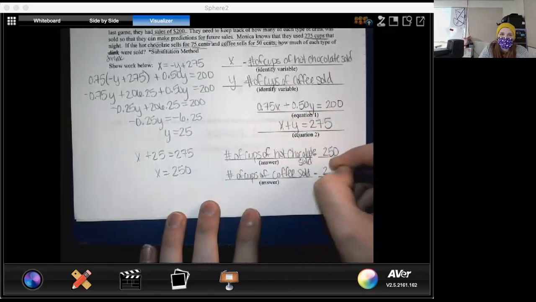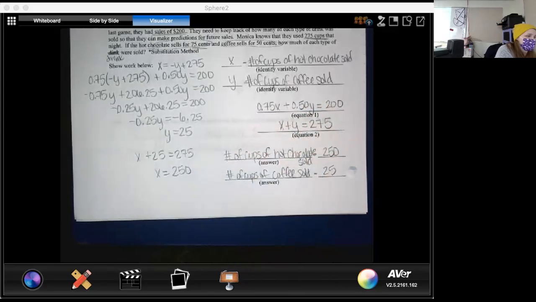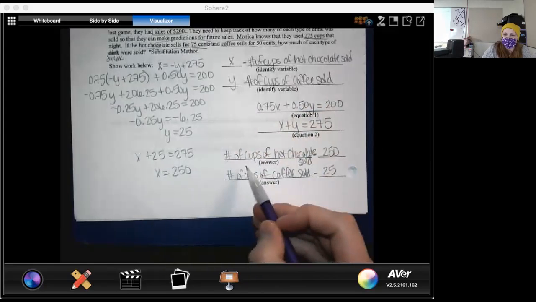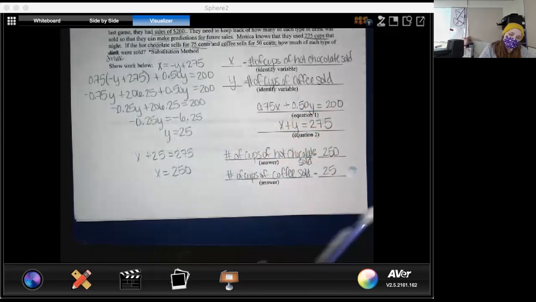In this case, we wouldn't necessarily have a label because it already labels it within the variable itself, the number of cups of coffee. So you don't need to put 250 cups since it already talked about the number of cups.